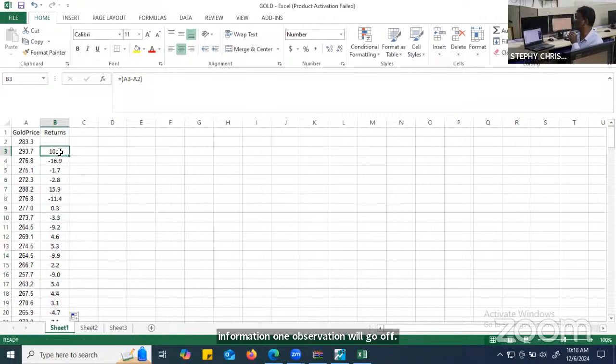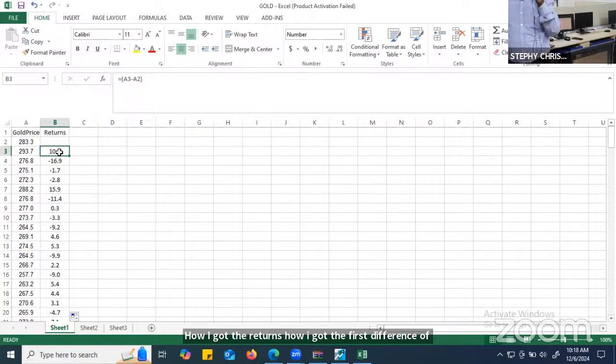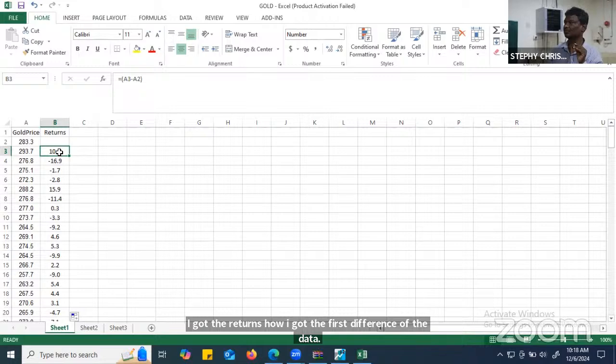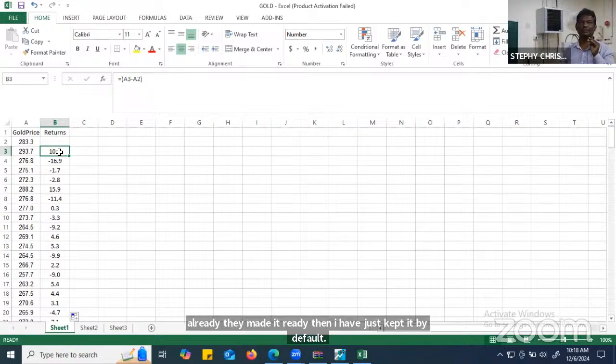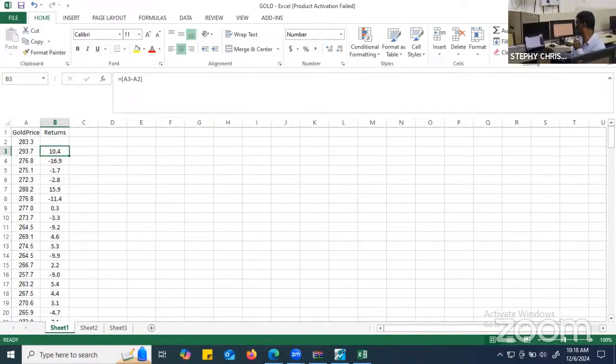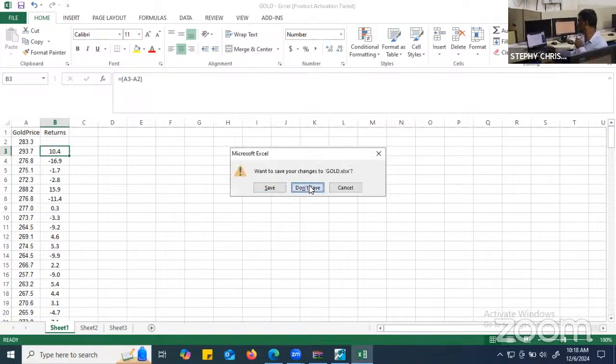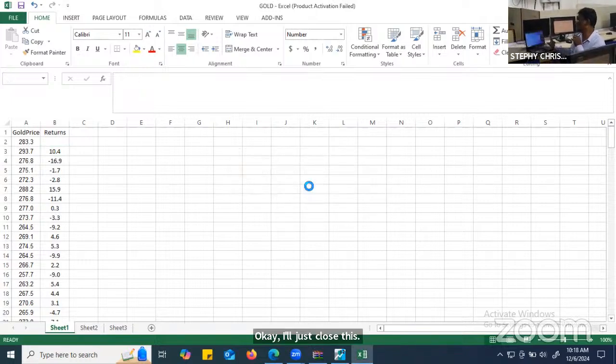Now you understood how I got the returns, how I got the first difference of the data. Got it? So they already made it ready, so I have just kept it by default. I'll just close this. This is first difference data.